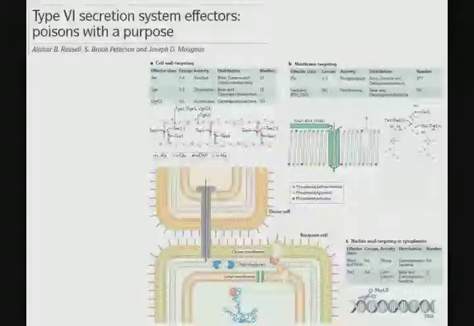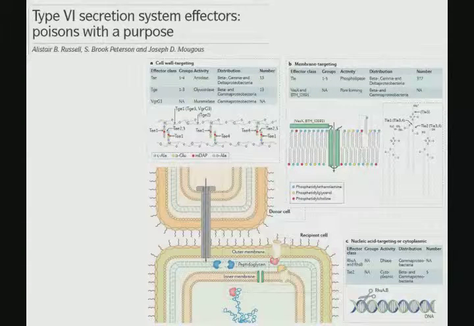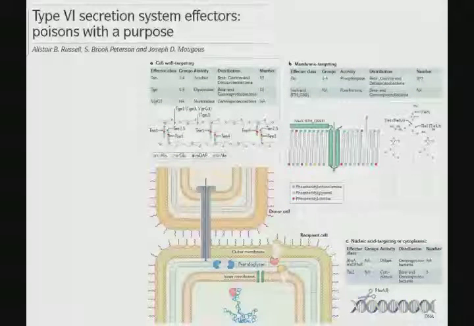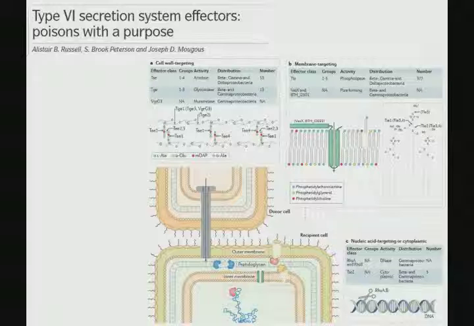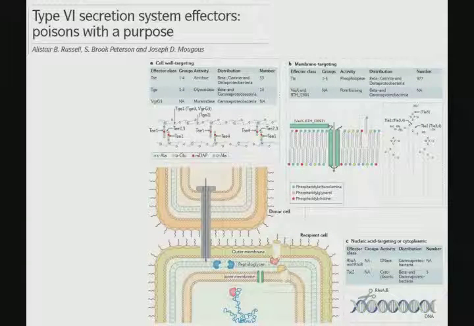Another one being that they target the cytoplasm of other bacteria, and it goes all the way into the cytoplasm of the enemy bacteria and degrades its DNA. So it's sort of conserved between bacteriocins and type 6 effectors. The things they target are very much conserved.